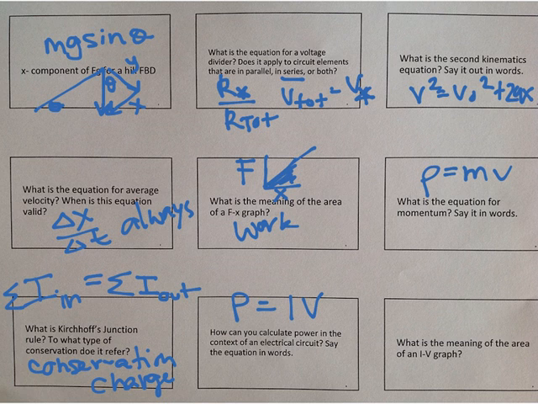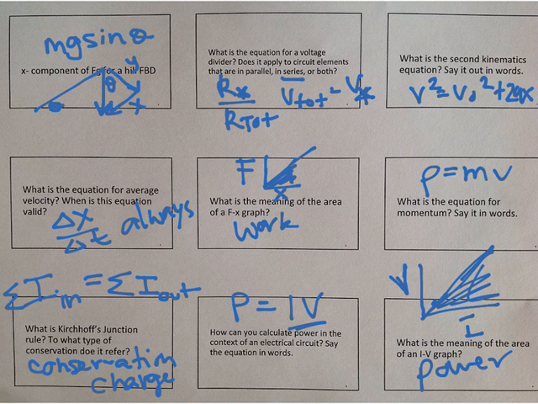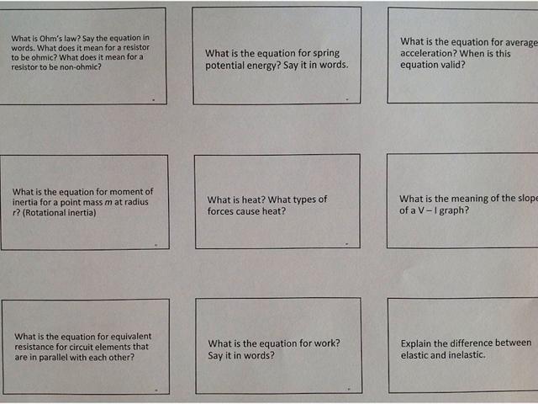All right, and then what's the meaning of the area of an IV graph? So if you have a voltage and a current graph, and you have some area, and that's power, right? Because if you multiply them together, you're going to get power. Next page.